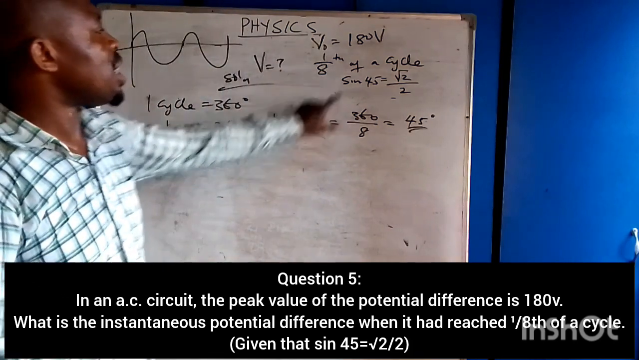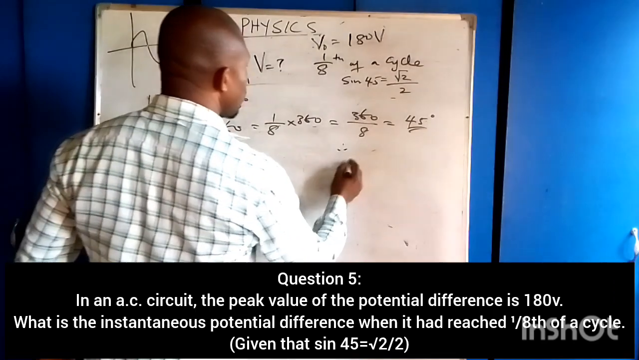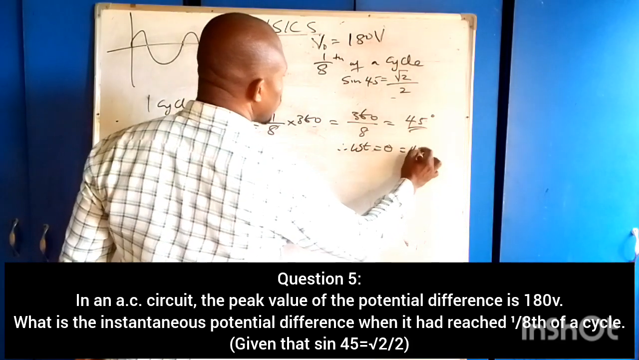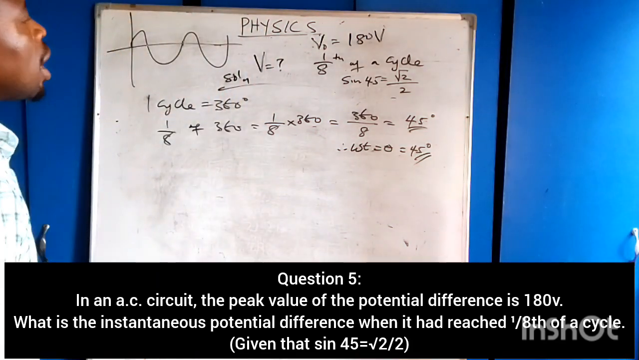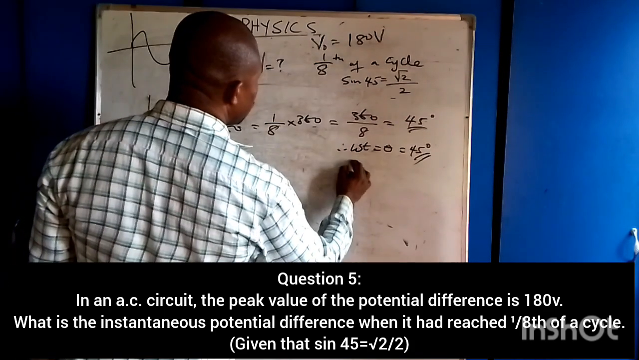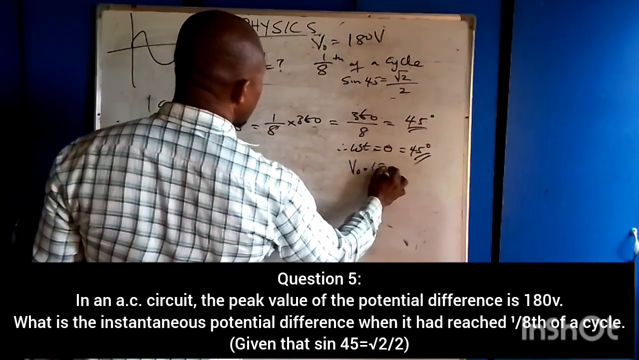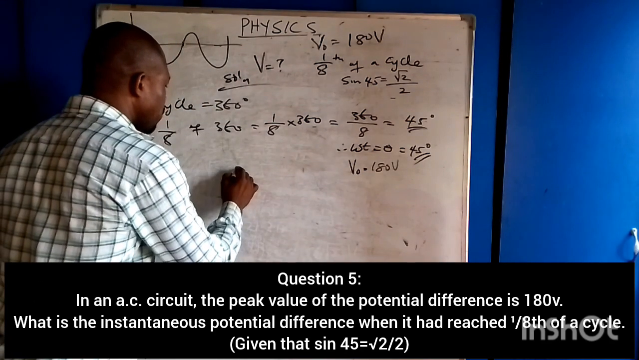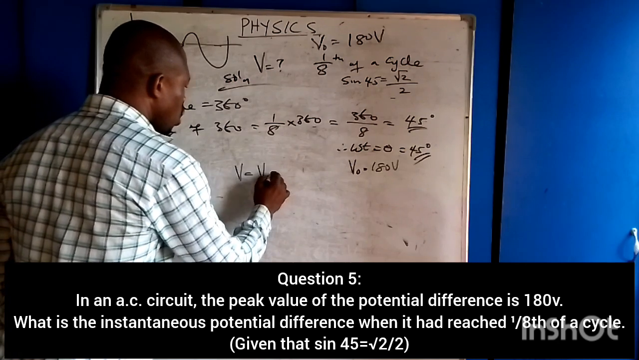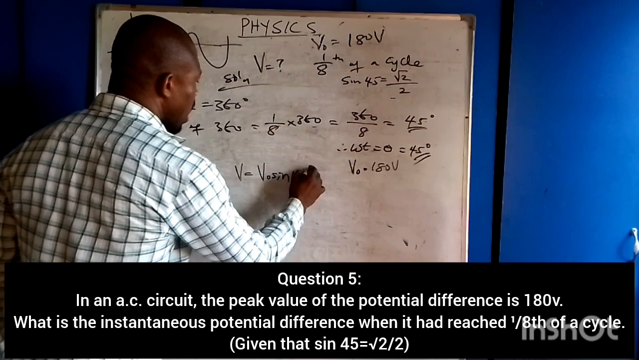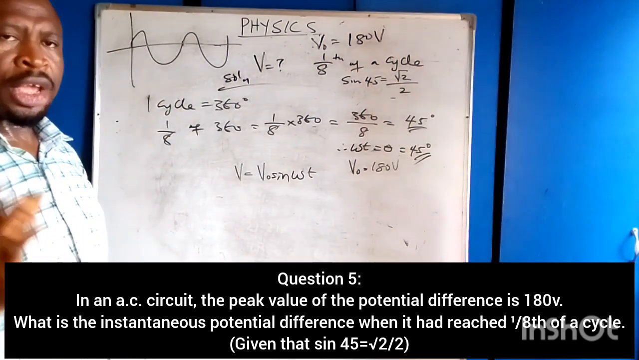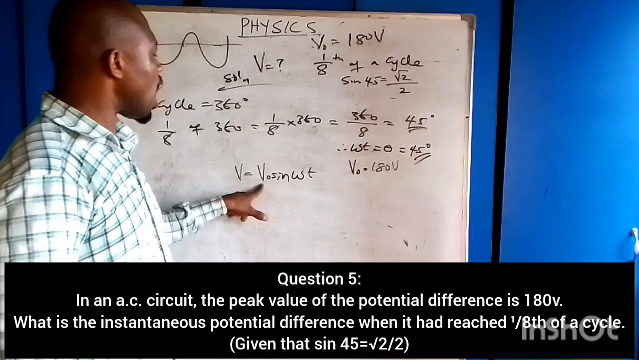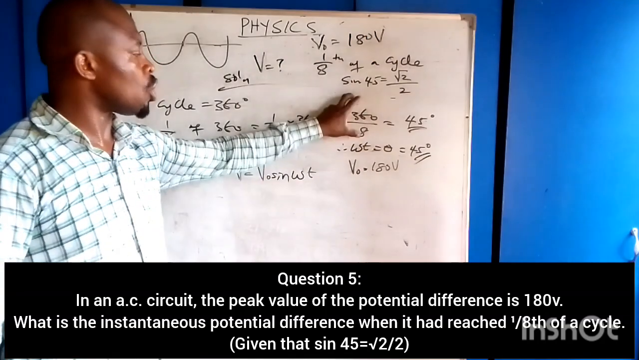So we now have that the phase angle omega t, which is theta, is equal to 45 degrees. And also we have V naught to be 180 volts. We are looking for V. Remember, our equation says V is V naught sine omega t. This is the equation of an alternating voltage. We have this, we have this. All we need to do is to substitute these values.